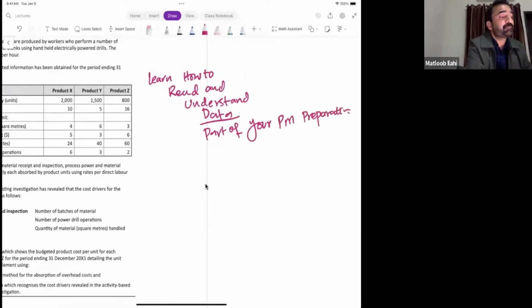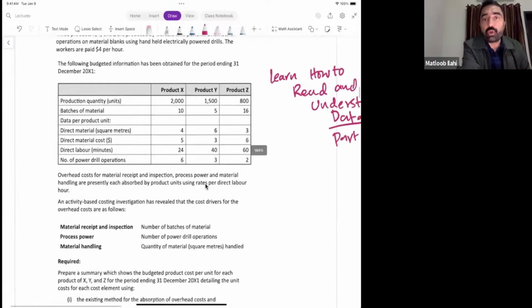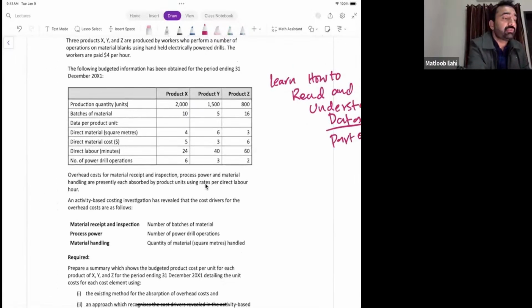Okay, so this table offers you 3 products, product X, product Y, product Z. Its production quantity, meaning in units, is given. There are 2,000 units of X, 1,500 units of Y, 800 units of product Z.